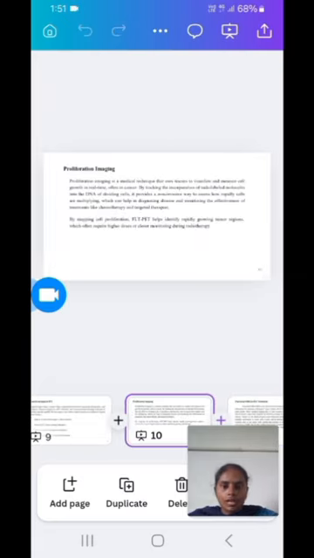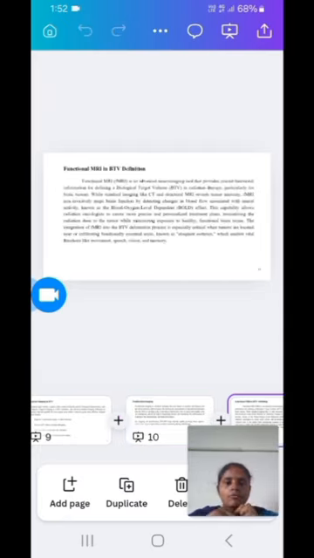Next, proliferation imaging. Proliferation imaging is a medical technique that uses a tracer to visualize and measure cell growth in real time. It is a non-invasive way to assess how rapidly cells are multiplying, which can help diagnose disease and monitor the effectiveness of treatments like chemotherapy and targeted therapy. By mapping cells, it helps identify rapidly growing tumor regions which often require a higher dose or close monitoring during radiotherapy.